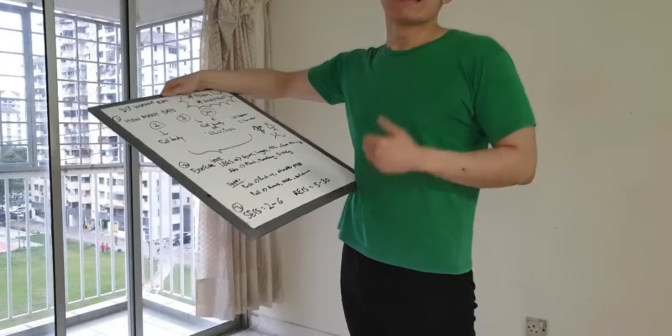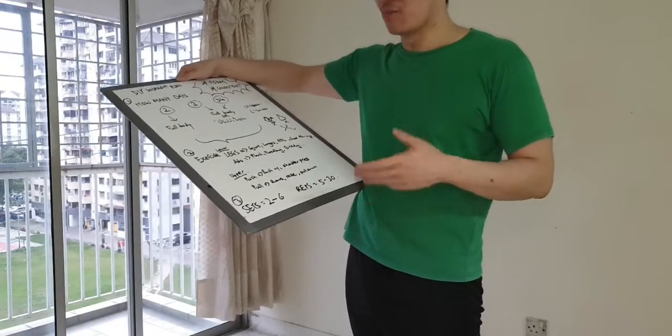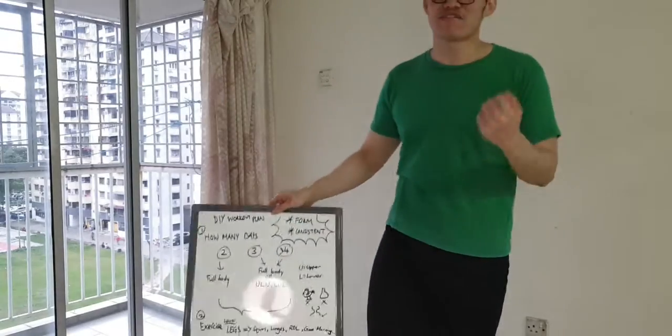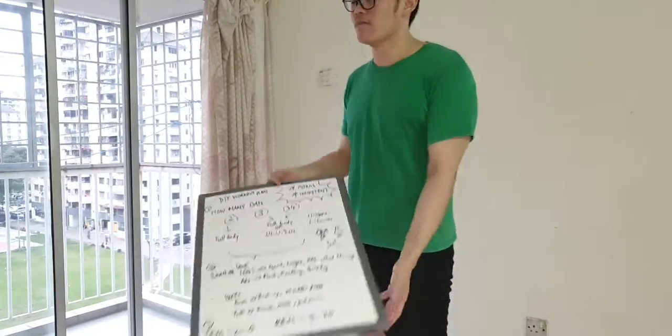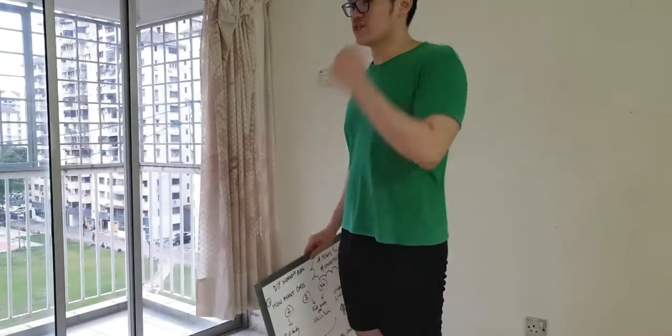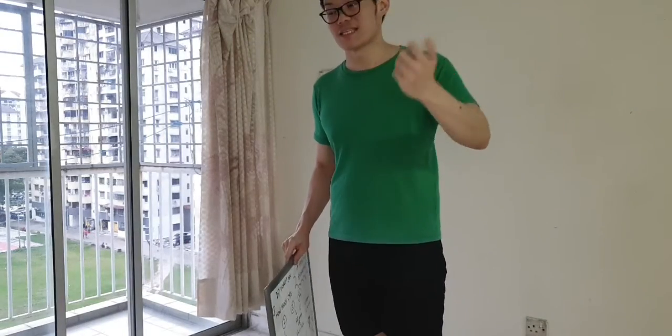Next is to find how many sets and how many reps I can do. Before we start, going back to basics, reps means, for example, if I say 5 reps, it means like this. Example, bicep curl: 1, 2, 3, 4, 5. This is considered 5 reps. This is just an example.